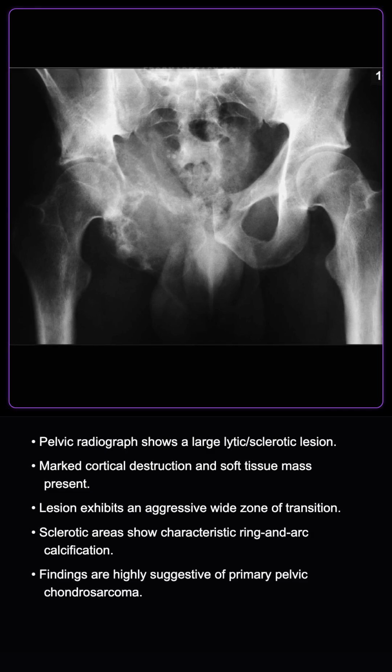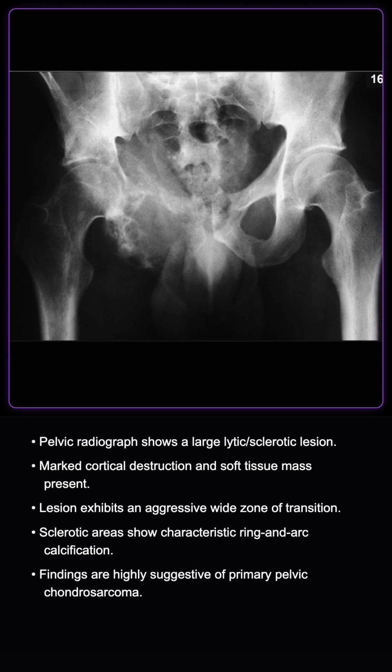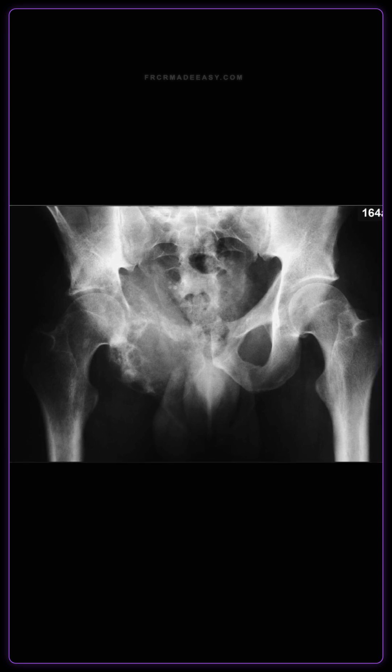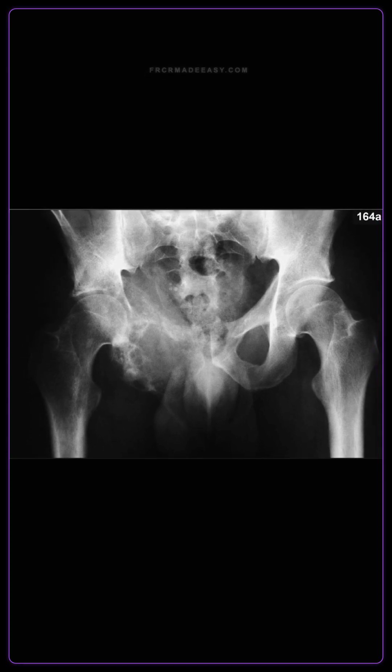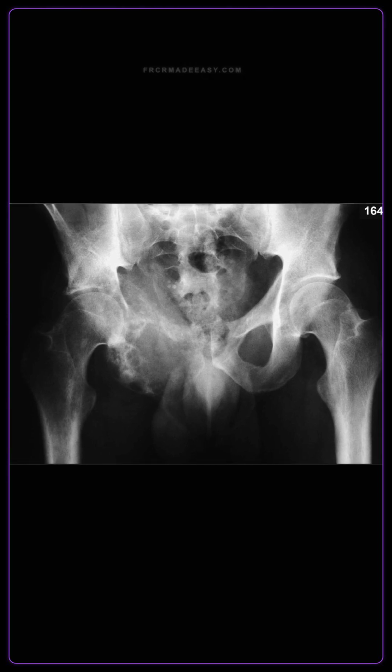Given the aggressive features, wide zone of transition, and chondroid mineralization in a young adult, this represents a primary bone malignancy, most likely a chondrosarcoma. What is the differential diagnosis for an aggressive lytic and sclerotic pelvic bone lesion in a young adult? And how do we distinguish between them?